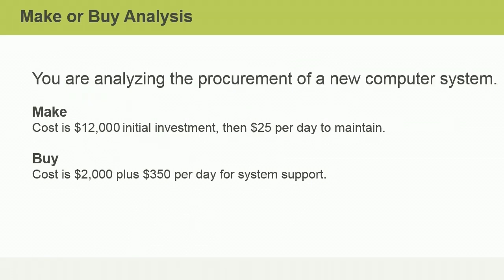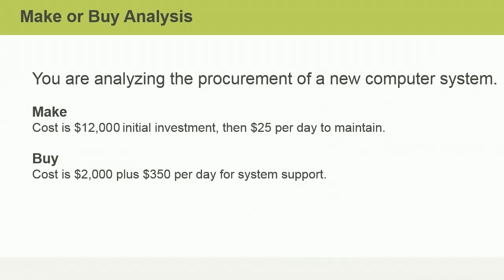Let's say that you and your project team are analyzing the procurement of a new computer system. The cost to do this in-house, or make, is $12,000 for the initial investment and then $25 per day to maintain the system. The cost to pay a vendor, or buy, is a $2,000 deposit and then $350 per day for system support.